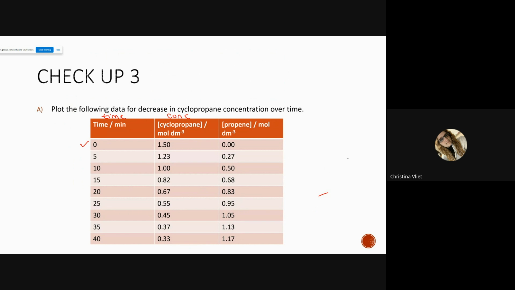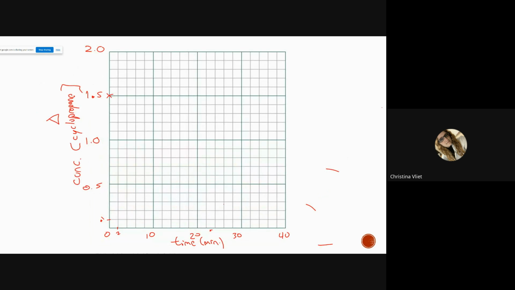At a time of 5, we got a concentration of 1.23. So where's 5 here? In the middle of 4 and 6. 4 and 6, and 1.23. And of course, you can do a little bit of estimation. It's got to be between 1.2 and 1.3. Remember, you have a ruler you can use, so you're going to do better than me. Something like that.